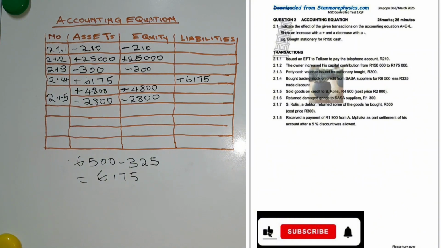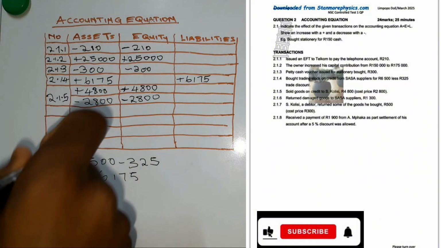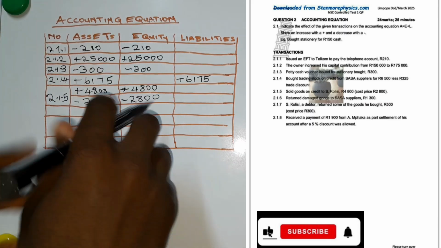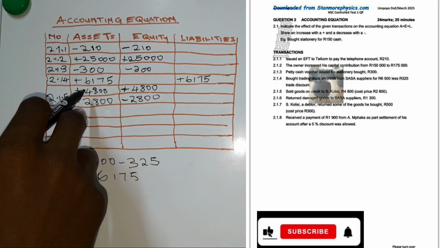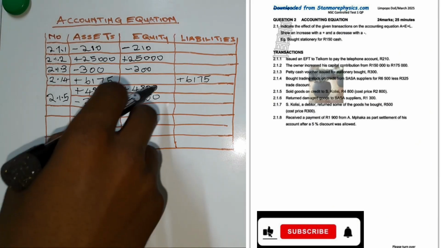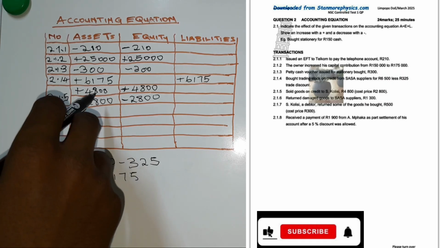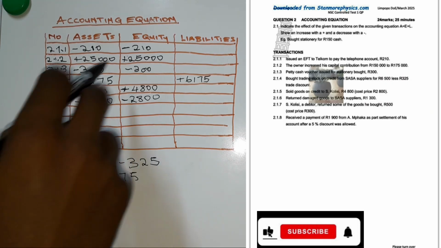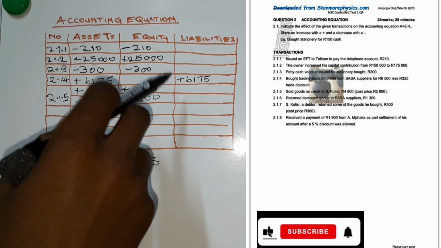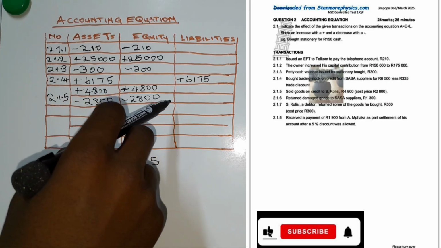800. I hope I'm clear with this one. Do not confuse yourself here. Under assets, we have debtors control. Debtors control will increase by 4,800. Then under equity, we have sales. Our sales will increase by 4,800.